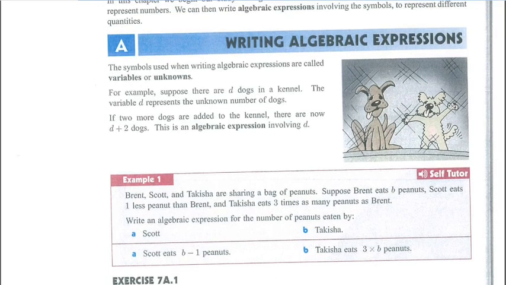So if Scott, remember that Scott, okay, he's the second one. And so Brent eats how many peanuts? B. It's probably where they get the B from, his name, right? Brent. Okay. But Scott eats one less. So were you increasing, decreasing? What are we doing there? Decreasing. We're taking away some, right? So what operation does that indicate? Subtraction. We're going to minus, subtraction, exactly.